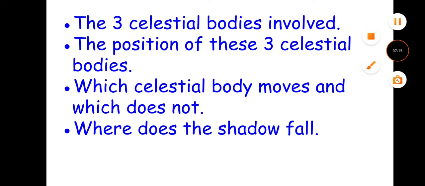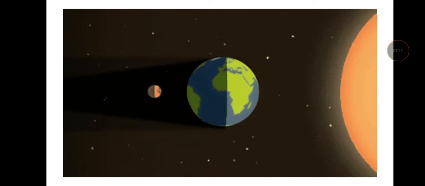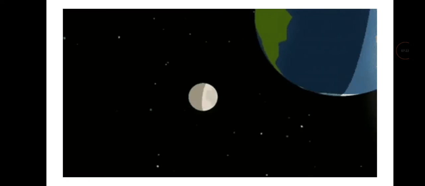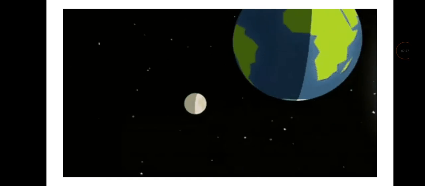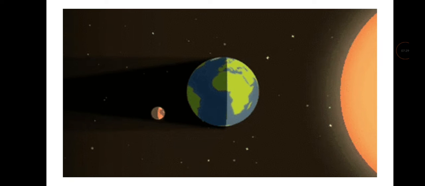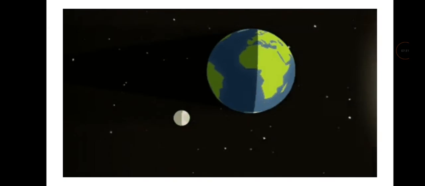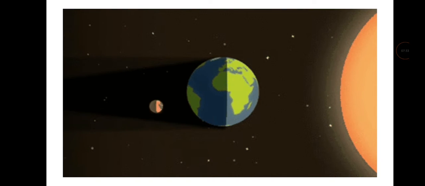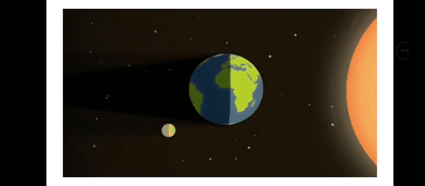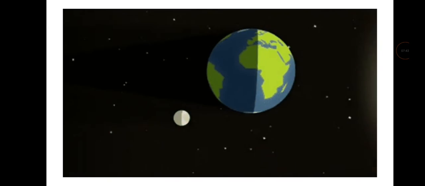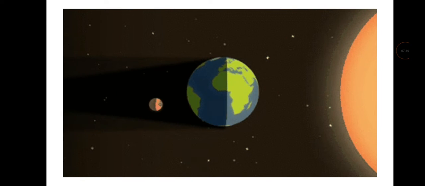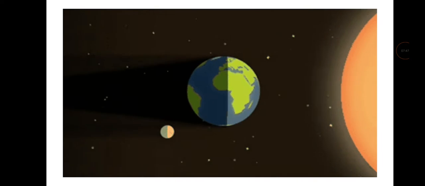Now, observe this video and answer all these questions. Which 3 celestial bodies are shown in this GIF? What are their positions at the end? What are their positions now? Try to think and answer what happens when the shadow of one celestial body falls on the other.